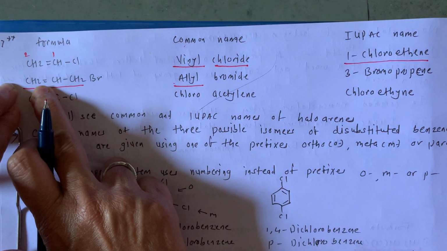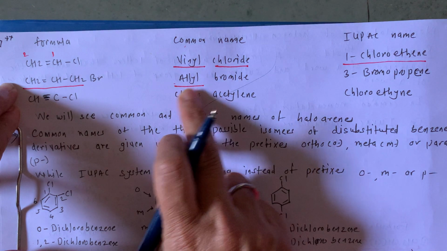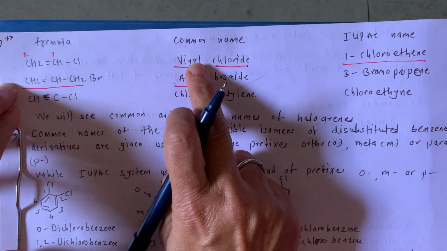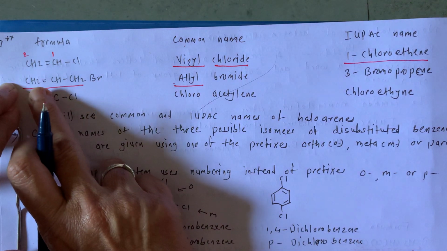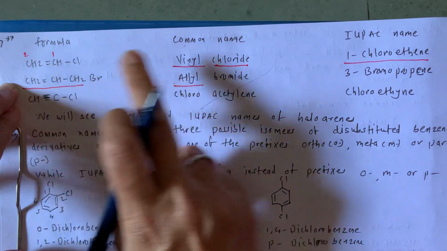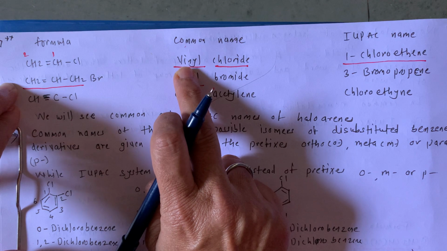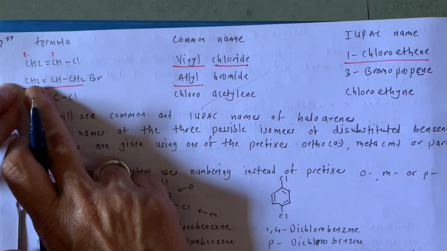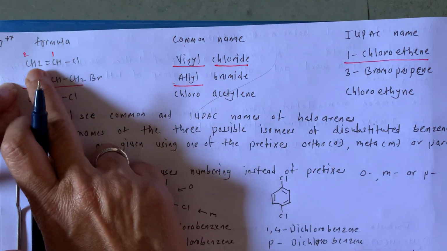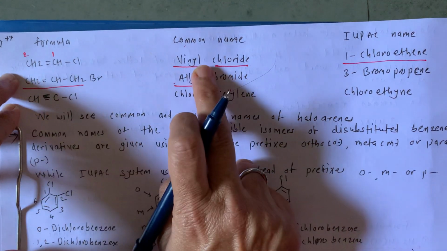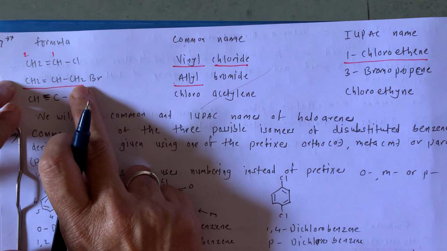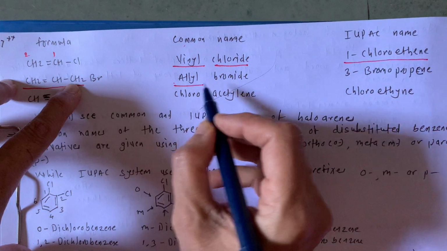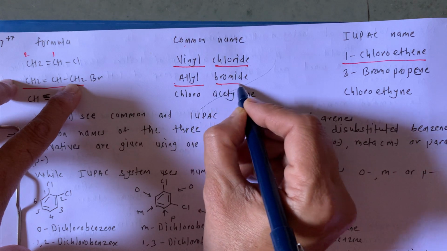Three carbons with one double bond, this is known as allyl. Ethene in common nomenclature is known as vinyl, while in the propyl group, this is our propene, known as allyl. One of the H is replaced by bromine, so this is allyl bromide.